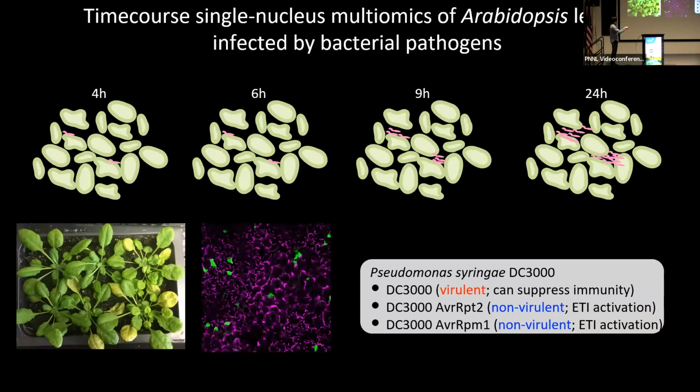So this DC3000 is a wild type pathogen, which is virulent. It can cause disease because it can suppress the immune system. The 2 other variants of DC3000 will trigger strong plant immunity called effector-triggered immunity. And this is why these pathogens don't cause disease in plants. So plants win in this situation. We also have 4 different time points, at a relatively early stage of infection, again to diversify the situations plant cells might experience.